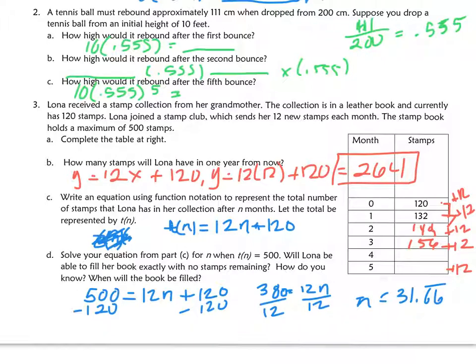So the answer to the question, will she fill her book exactly, is no. She's going to have some stamps left over from that 32nd month. Looks like she's going to have roughly 4 stamps left over. If you figure that 0.66 is 2/3, and 2/3 of 12 would be 8. So you'd have 4 stamps left over. So the book will be filled in 32 months with leftover stamps.